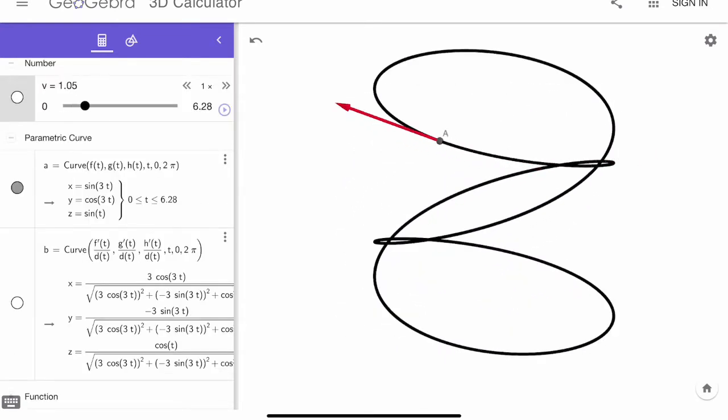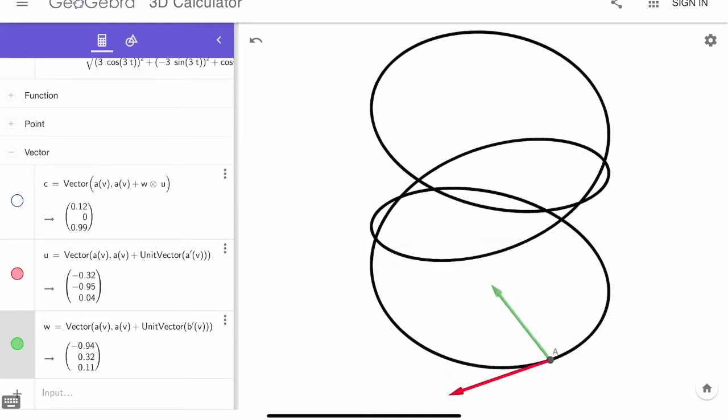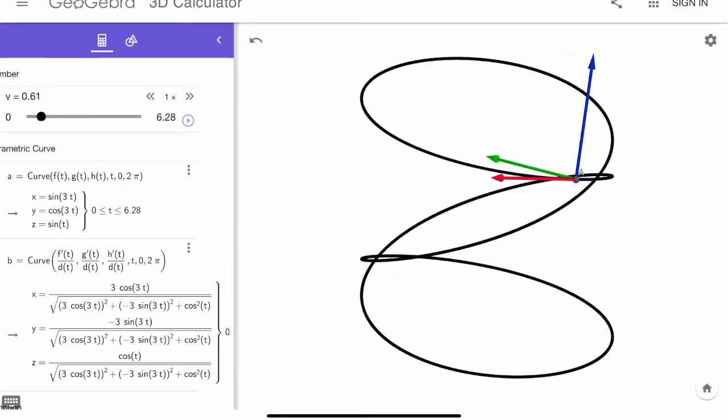The unit tangent vector just describes where the curve is headed at any point of t. We can then find W, which is the normal vector, and that's going to end up being perpendicular to our tangent vector. So what you're seeing in red here is the tangent vector, and then in green, that is the normal vector. The binormal vector ends up being orthogonal to both the tangent vector and the normal vector.